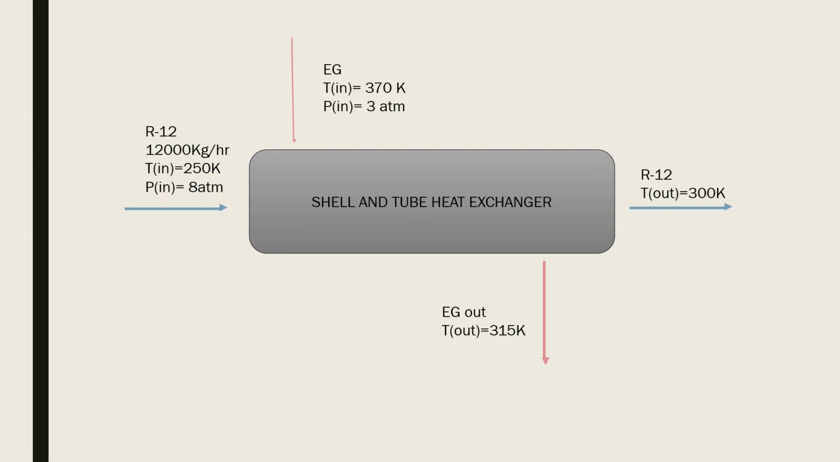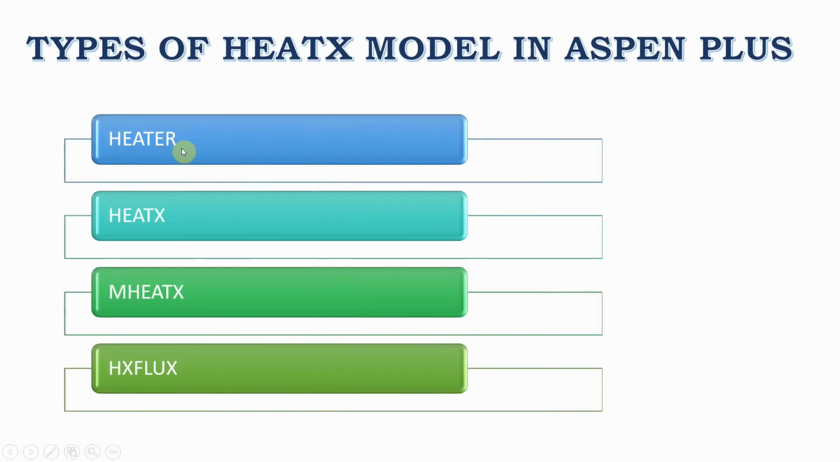Before jumping into Aspen Plus, I would like to explain all the different types of models available for the heat exchangers. Let's see all the types of heat exchanger models which are available in Aspen Plus. So the first one is heater. Another one which is available is Heat X. We will be using these two models in our simulation. The another one is M Heat X, which is multiple heat exchanger. The last one is HX Flux. So let's see in detail what each of these is capable of.